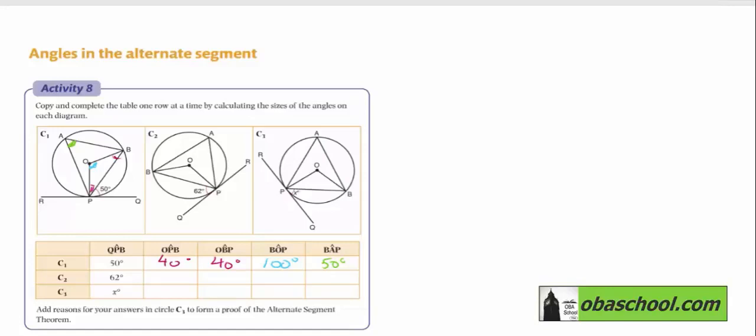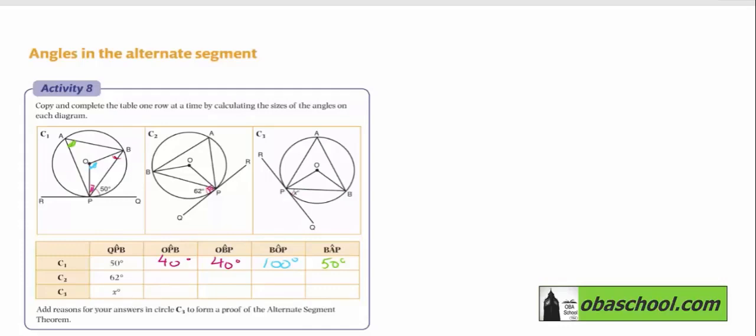In this video, we will start working with diagram C2. In C2, we have given the angle QPB equivalent to 62 degrees. And so, we can use this in order to find the following angle, OPB. Now you can notice the formation of a right angle between OP and QR. And so in such case, QPO is equal to 90.